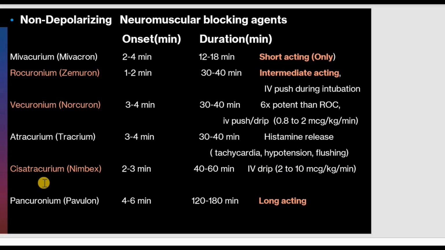Cisatracurium is another drug most commonly used as an IV drip in the ICU. And if you're using it as an IV drip, the rate is anywhere from 2 to 10 mcg per kg per minute. Pancuronium is the only long-acting non-depolarizing neuromuscular blocking agent. So today we learned about IV paralytics, and thanks for watching my video.